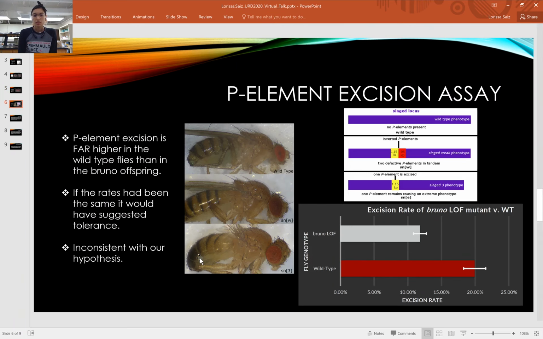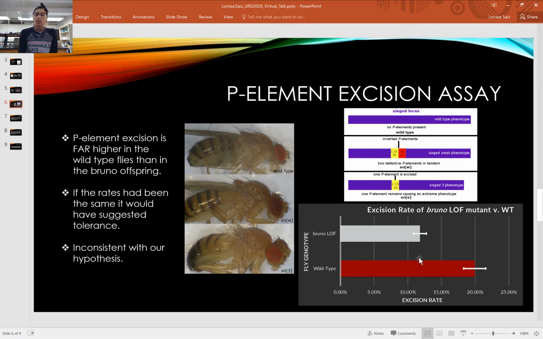We also did a P element excision assay in which we looked at the singed locus. So you see our wild type flies here have no P elements present in their singed locus. Our singed weak flies have a pair of inverted P elements in their singed weak locus. So if we introduce a transposase source here, this red P element has the ability to excise from the locus and move to somewhere else in the genome, thus causing this singed extreme phenotype where the little bristles in the fly's back look more like they've been lit on fire and singed than the wild type bristles, which look normal.